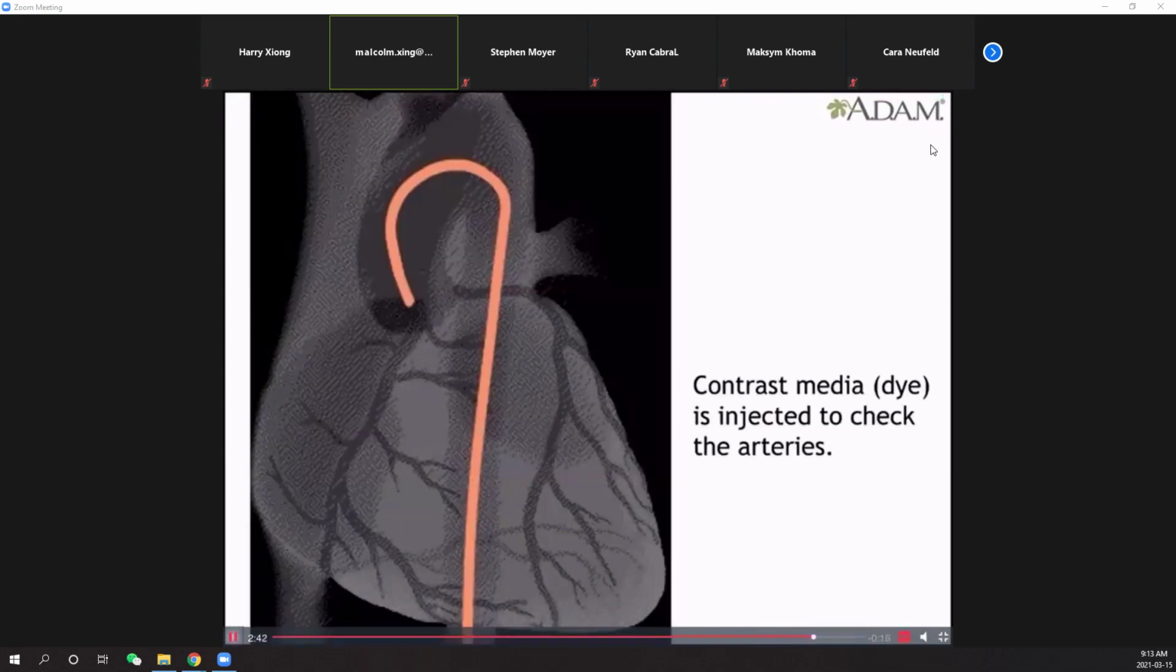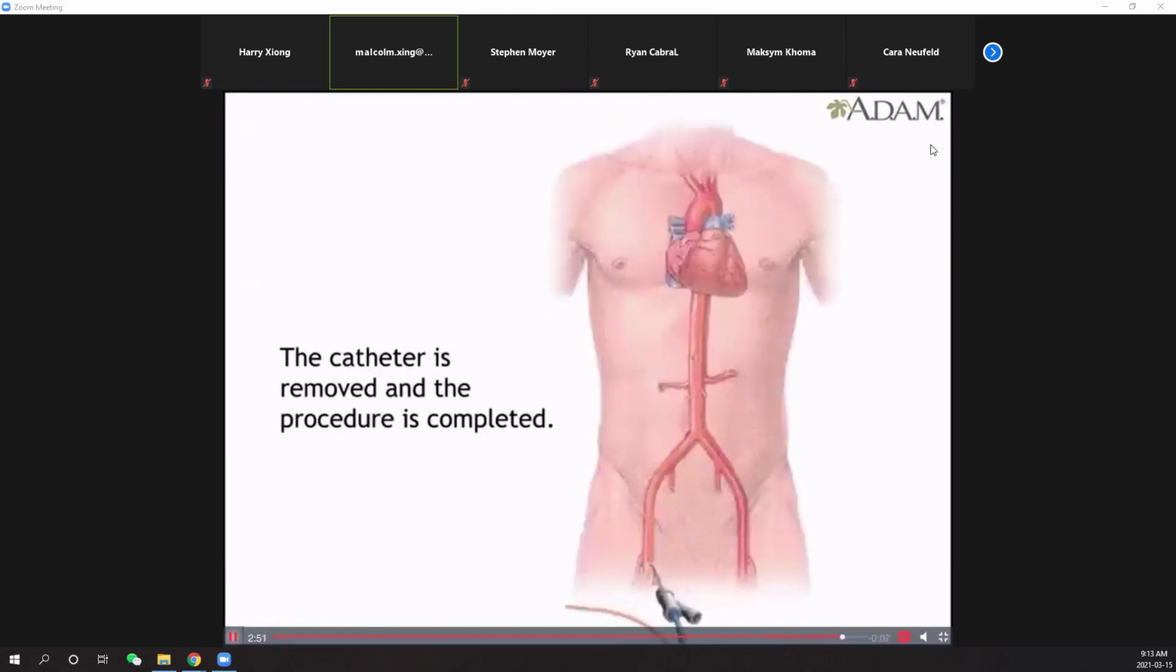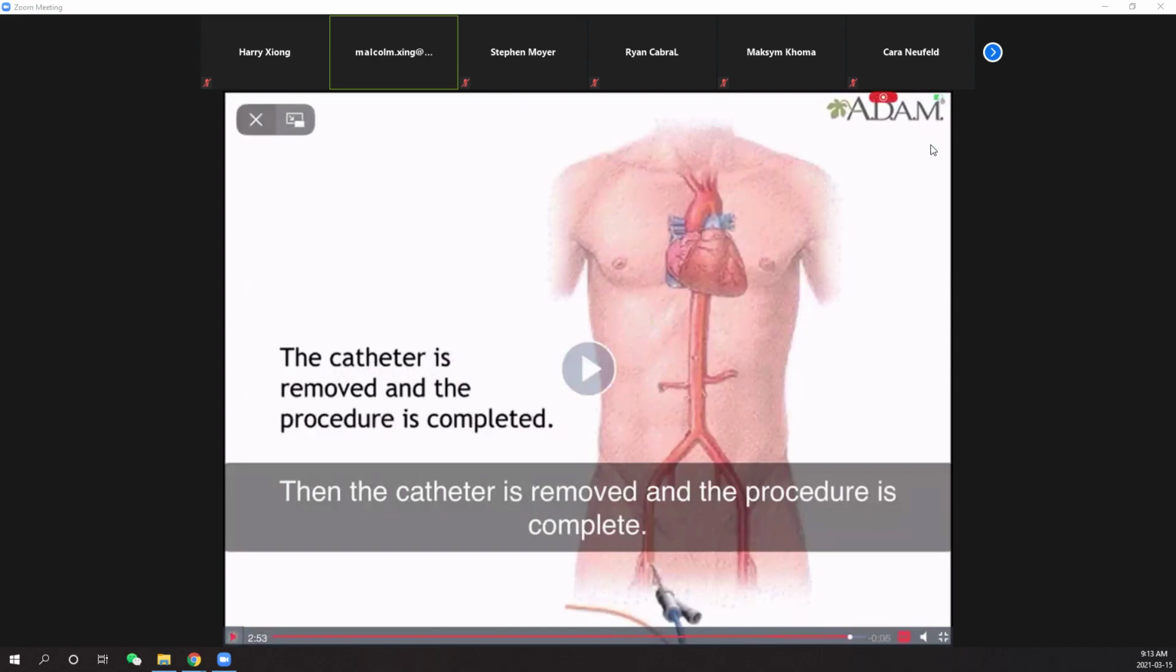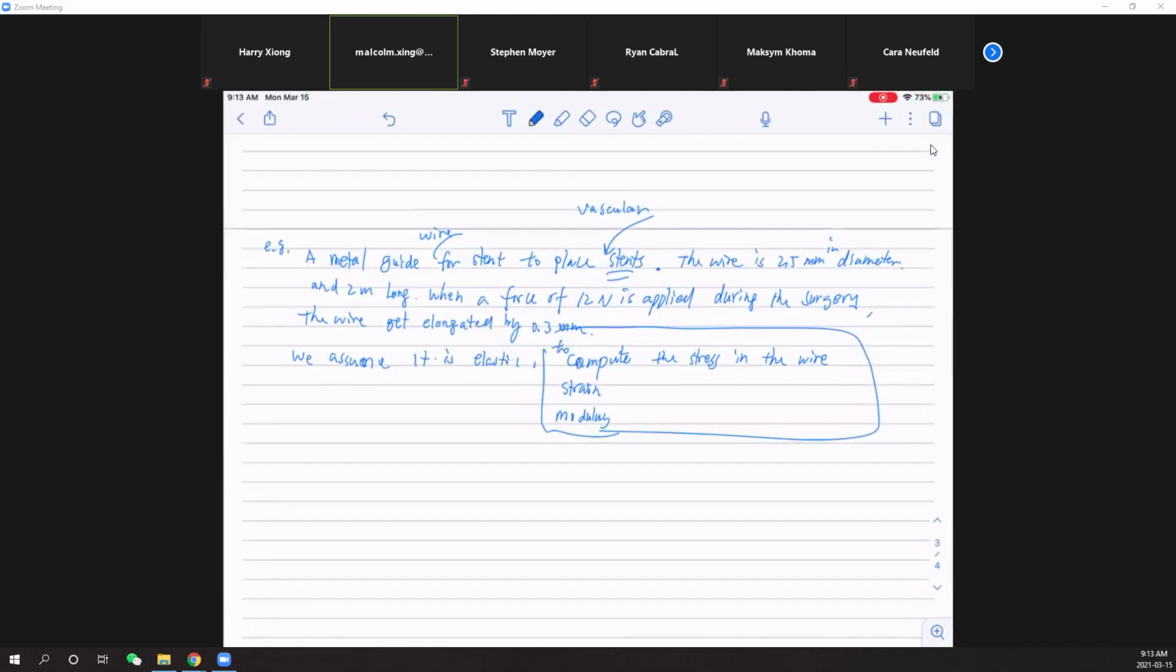Once the compression is done, dye is injected and an X-ray is taken to check for changes in the arteries. Then the catheter is removed. And we also have, in the future, stent examples, and we need the stent generally to be non-fouling, so that clotting or blood clots will not form on the surface. And sometimes we also think about anti-infection. So that's one. It's like we talk about the first examples.